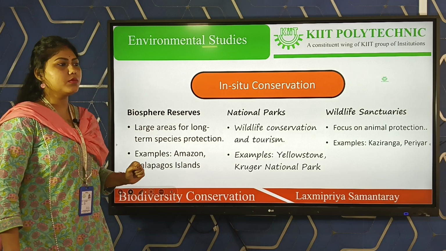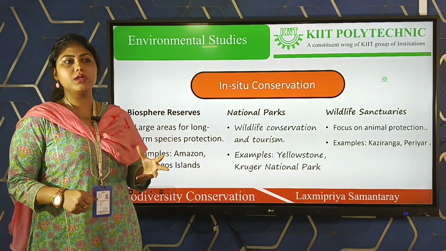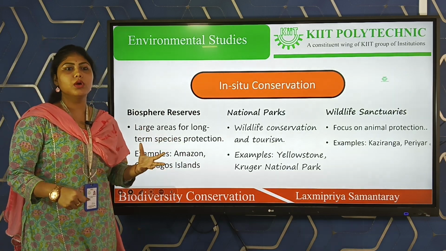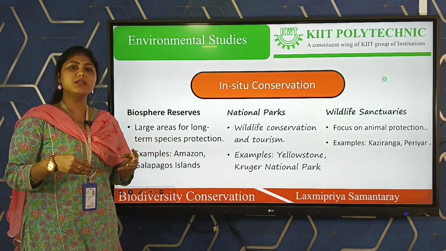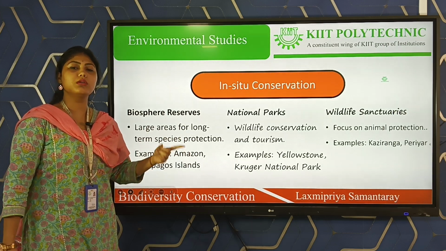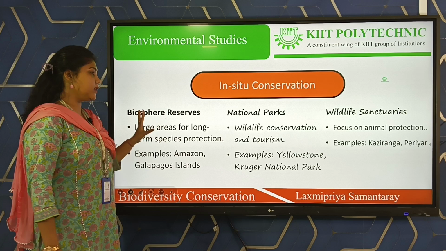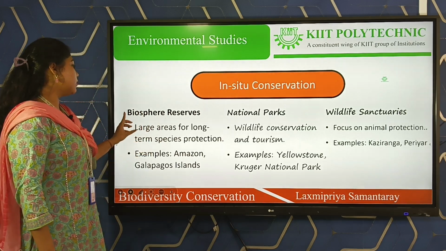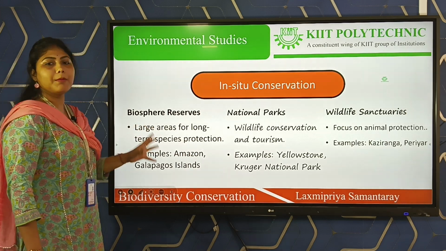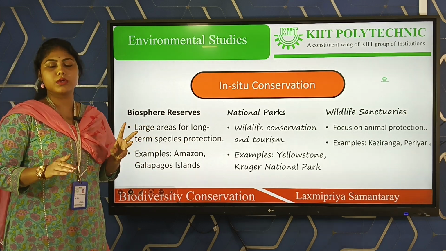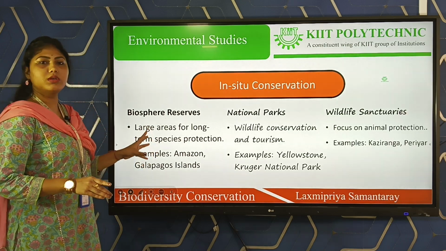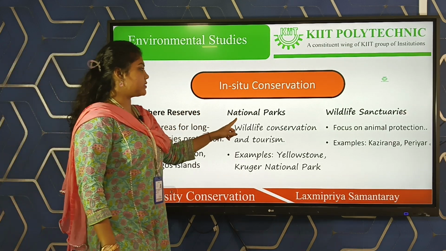It means in day-to-day life we all are living in our environment, it is helping us, and we are depending on our species. So this is the natural process. So for biosphere reserves like the Amazon, we have to save our animals and species for the long term. And the second one is national parks.